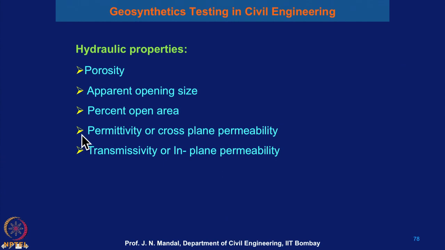So for the hydraulic properties, we have to determine the porosity of the geosynthetic, the apparent opening size or equivalent opening size of the geosynthetic material, the percentage open area, and the permittivity and transmissivity of the geosynthetic material. These two parameters are very important, particularly the permittivity and transmissivity, and equally important is the apparent opening size or equivalent opening size of the geosynthetic material.